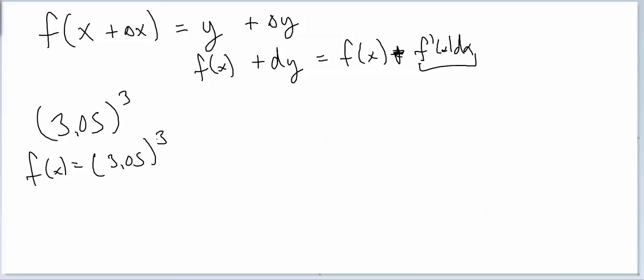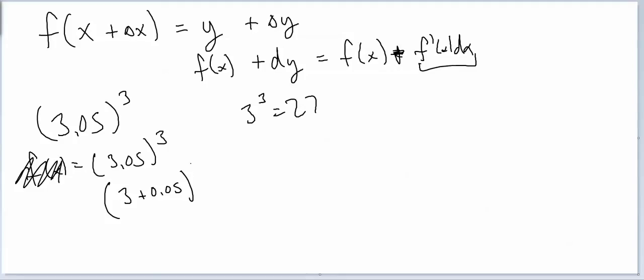Now, what would be nice is if this was just plain 3 cubed. I don't want to say f of x really right now. If this was 3 cubed, it would be something easy. It's 27. But this is 3 plus a very small change in x getting cubed. And yes, we can work this on our calculator. If I take 3.05 and cube it on my calculator, I get a value of 28.372625. That's the exact value if I were to work it out.